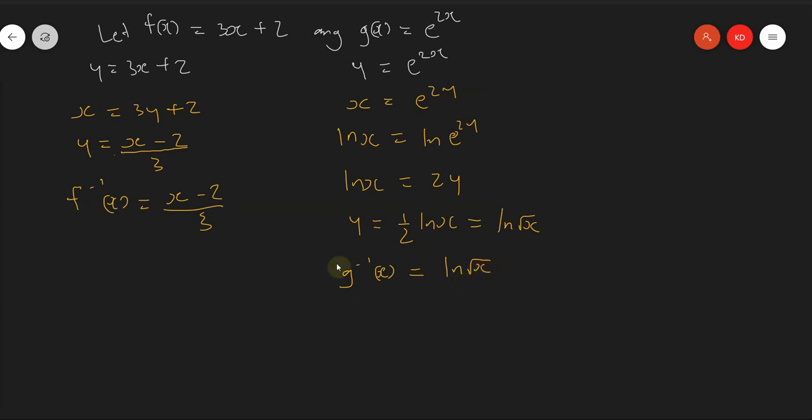Right, so that's part 1 of B. Actually, let's see. Part B of number 1 says to find fg of x. So let me just clear here.